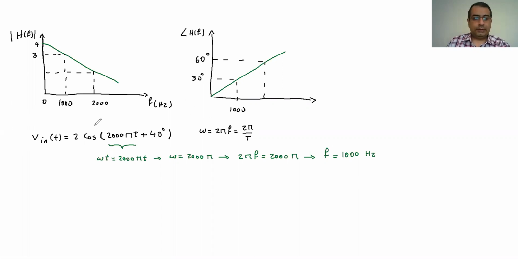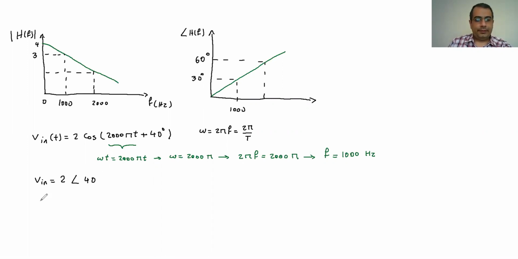Now I'm going to write this V in as a phasor. The V input as a phasor is 2, the amplitude, and the angle, which is 40. So this is my input phasor.